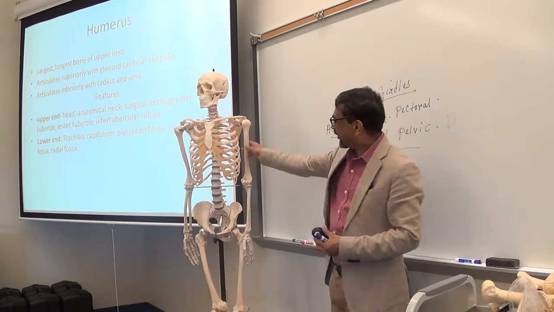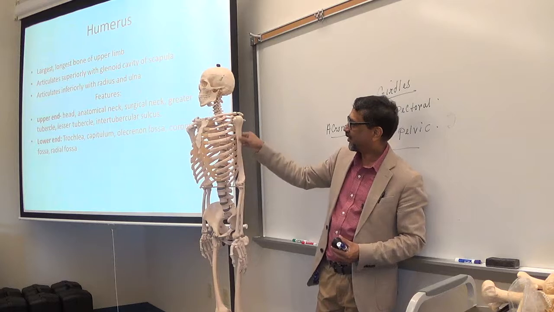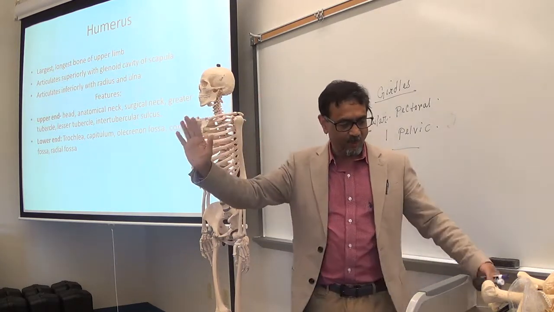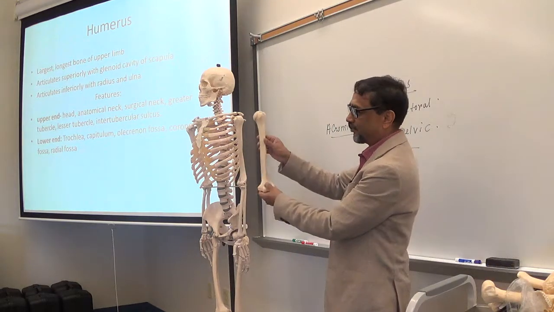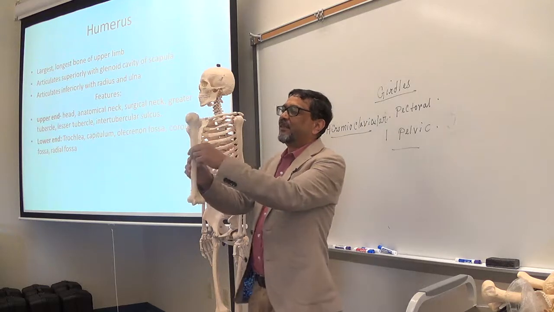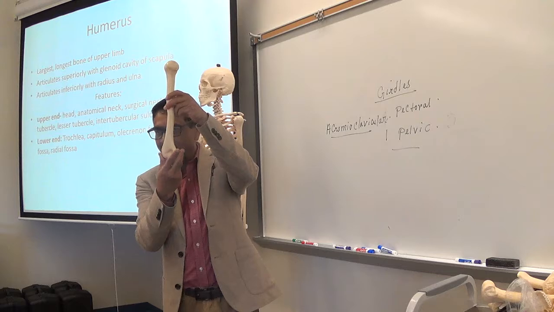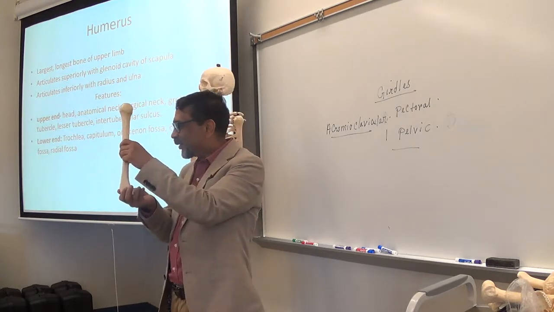Let's see a humerus. This is the humerus, largest bone of your upper limb, not the whole body. Largest bone of the upper limb. This is the upper end. This is the lower end. Makes sense, right? This is the upper end, this is the lower end.